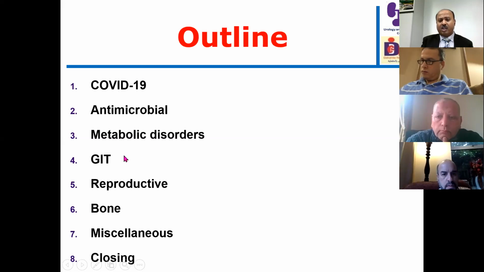Few points about the gastrointestinal tract, and I'm going to highlight chronic diarrhea and how to deal with immune suppressive drugs. Few points about reproductive health and immune suppression. Bone pain: if we have bone pain in transplanted patients with immune suppression, how to deal. Few miscellaneous and one slide to conclude the presentation.